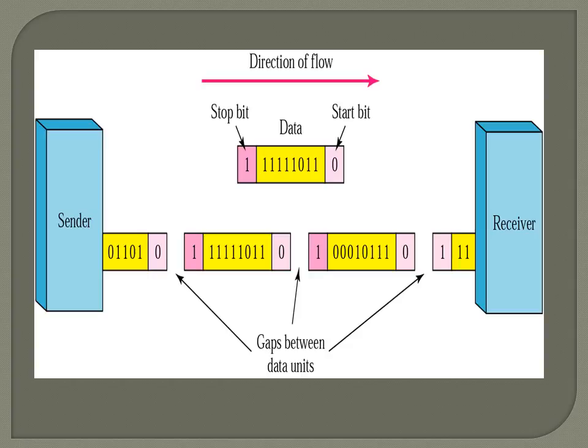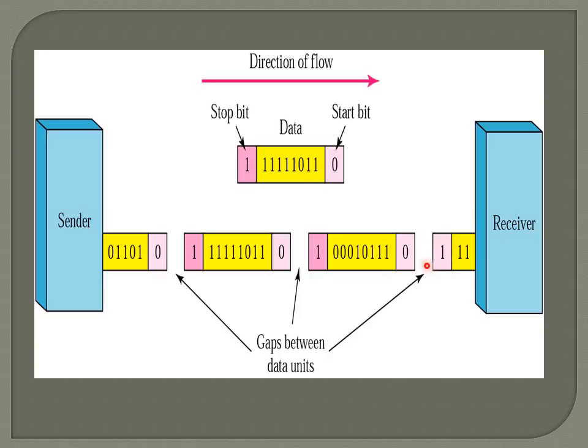Let us look at how a series of characters will be transmitted using this asynchronous transmission scheme. So we have the sender here and the receiver here. This is the direction of flow. So every character that is sent has a start bit at the beginning. We are assuming that we have 0 as the start bit and 1 as the stop bit. So in between we have the data. So you can see here that already some bits have gone into the receiver. So this is the stop bit of the data that's already being received.